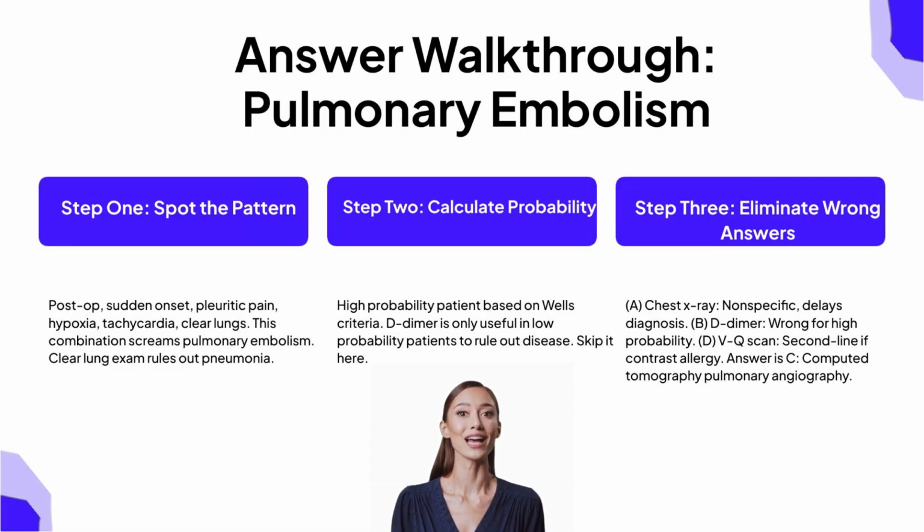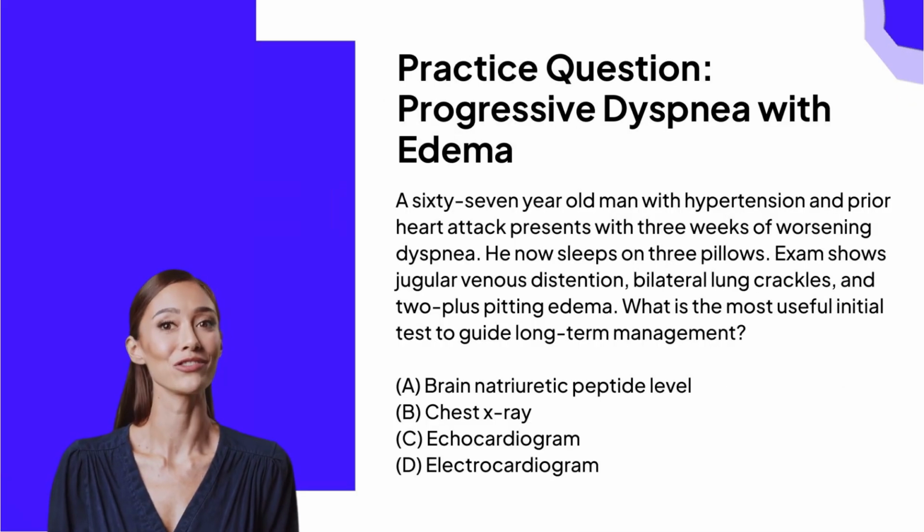Step 1. The pattern screams PE. Post-op patient, sudden onset, pleuritic pain, hypoxia with clear lungs. Step 2. This is a high-probability patient. D-dimer is only useful for ruling out PE in low-probability patients. Using it here wastes time. Step 3. Chest X-ray is nonspecific and delays diagnosis. VQ scan is second line, typically reserved for patients with contrast allergies. CTPA is the definitive imaging test for high-probability PE. The answer is C.